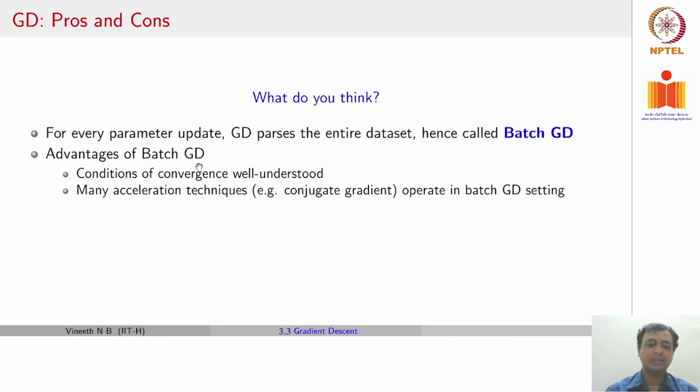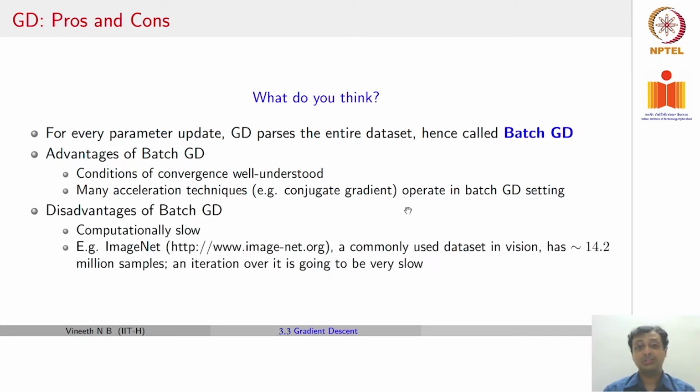The advantage of batch gradient descent is that, theoretically speaking, from an optimization standpoint, the conditions of convergence are well understood, and many acceleration techniques, such as conjugate gradient, operate very well in the batch gradient descent setting. Once again, it's called batch gradient descent because you're waiting for the entire batch of data points to get completed, take all of these gradients, average them, and then make an update.